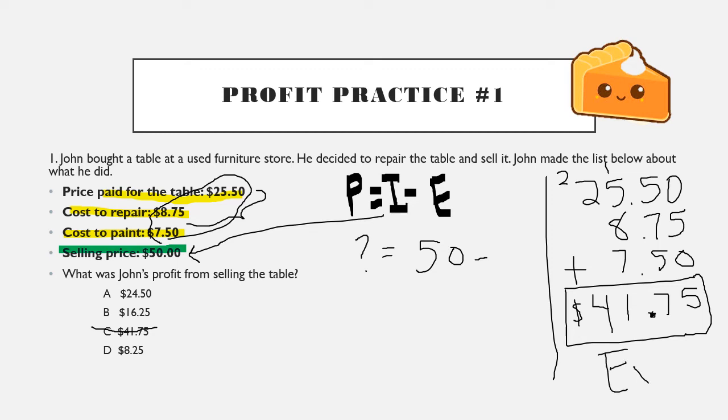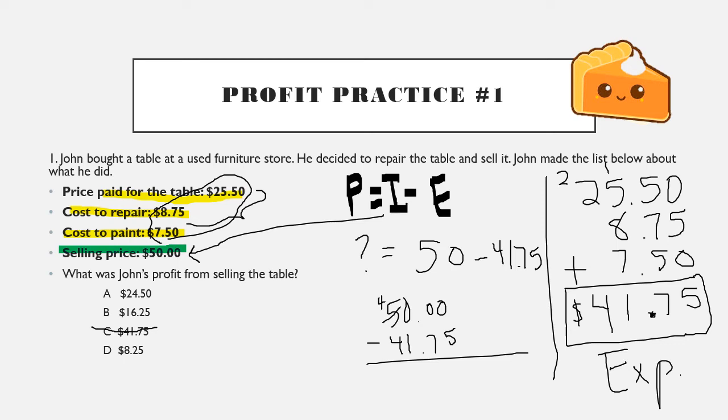Now that we figured out our expenses, we can use our profit pie and subtract 50 minus $41.75. Go ahead and pause and solve that. Subtracting across zeros is always a little tricky. I need to regroup a lot. This becomes a 4, so this can be a 10. Take 1, give 10. Then I got to do it again. Take 1, give 10. Now I can start subtracting.